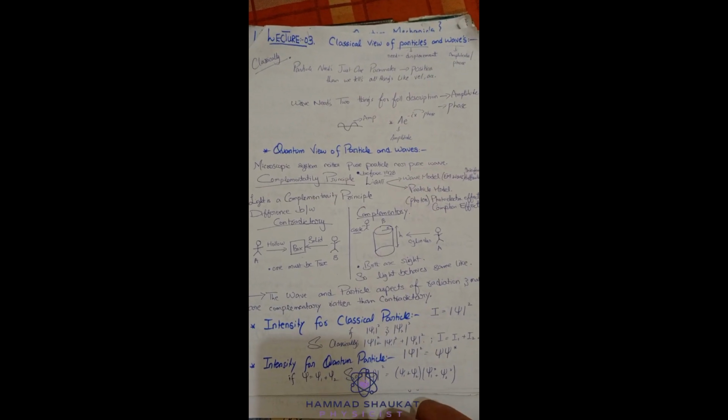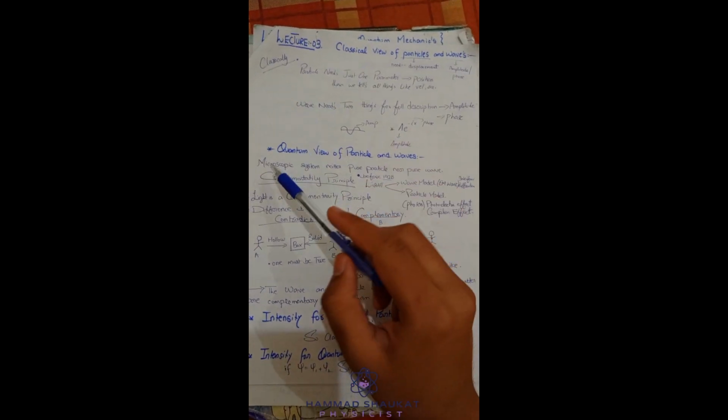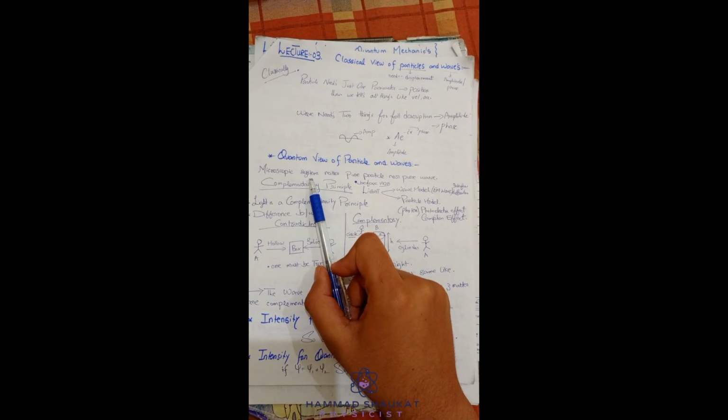Now move towards the quantum view. This is interesting. A microscopic system is neither a pure particle nor a pure wave. What is micro? Micro means small, and small systems are quantum systems. So a microscopic system means a quantum system, neither pure particle nor pure wave.